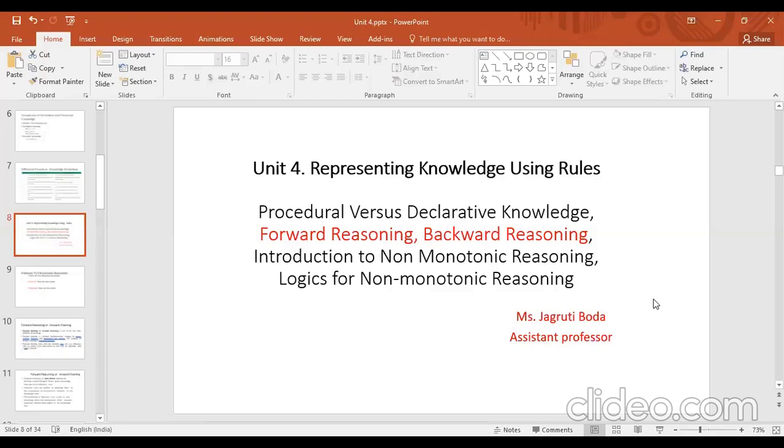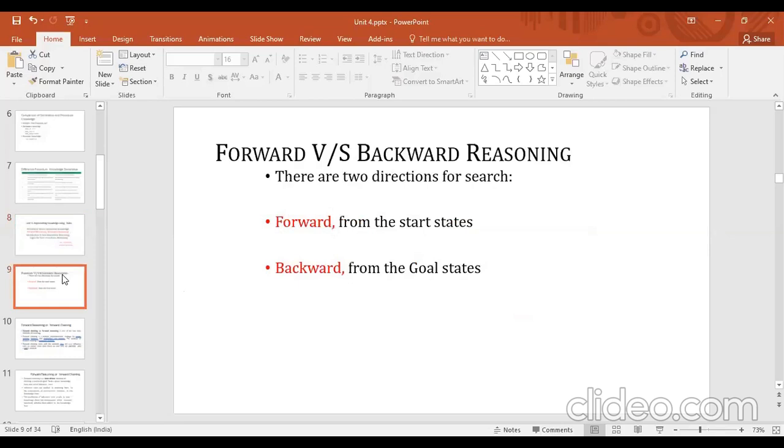So there are two types of reasoning, that is forward reasoning and backward reasoning. The next topic in your chapter is forward reasoning and backward reasoning. Okay, now let's start. There are two directions for searching: first is forward, from the start or initial state you have to reach the goal state, and in backward, from the goal state you have to reach our initial state. Okay, there are two approaches to represent or solve your problem, that is forward reasoning and backward reasoning.